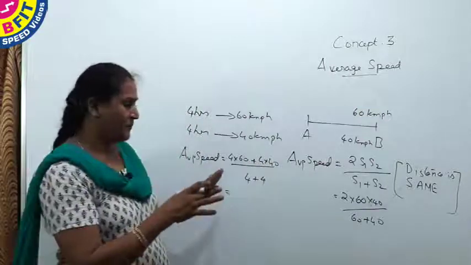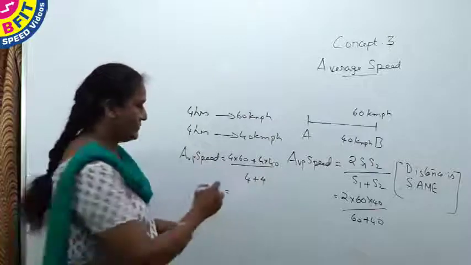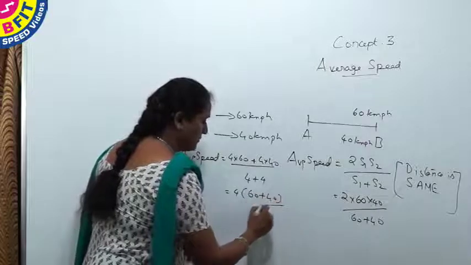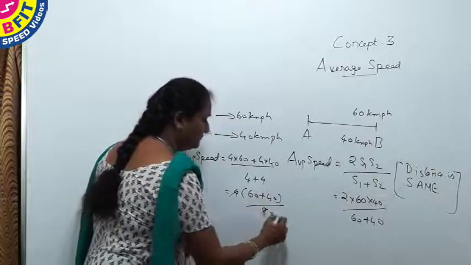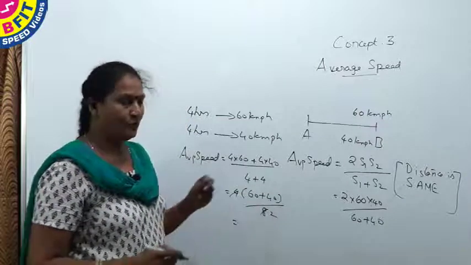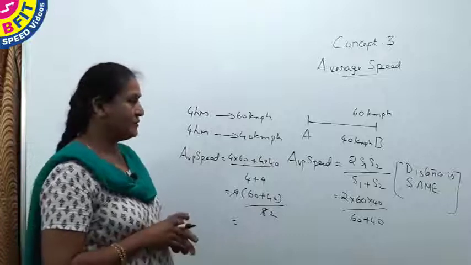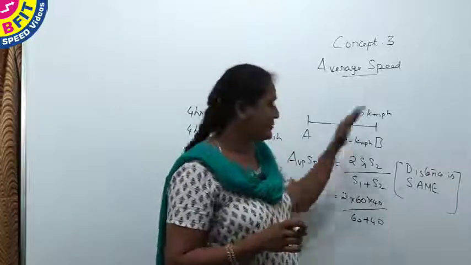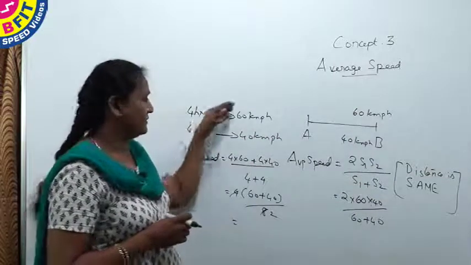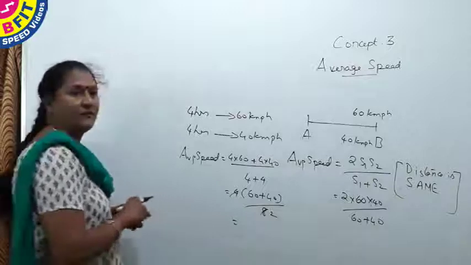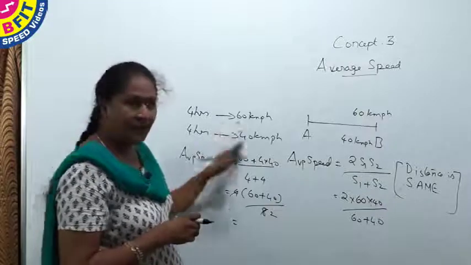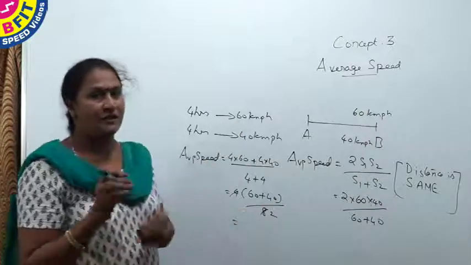So now instead of multiplying and then dividing by 8, you can take this 4 common. So by 8. So here we have got 60 plus 40 by 2. So when average speed is asked, average speed is not the average of the speeds taken, but whenever a person moves with different speeds for the same time, just by finding the average of the given speeds, you get the average speed.